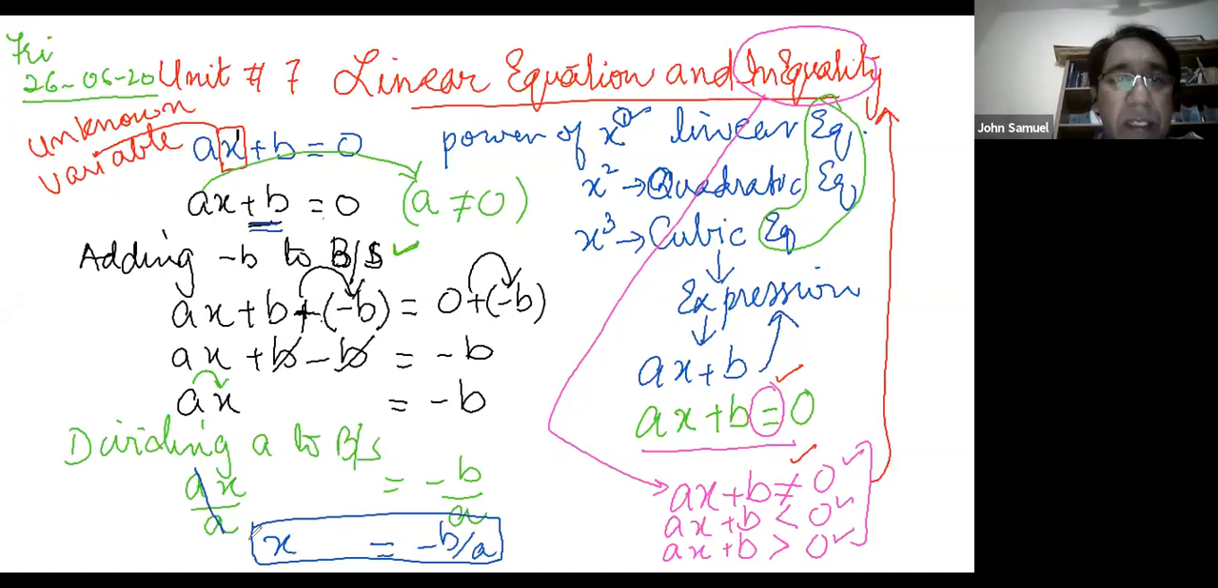Yes, my dear. Once again, linear equation and inequality. See, so far we are not using inequality. We are using the equal sign, so it is called an equation. Ax plus b is a linear equation. If the highest power is 1, we say linear equation. If square is the highest power, then we say quadratic equation. If it is like x cube, then we say cubic equation.